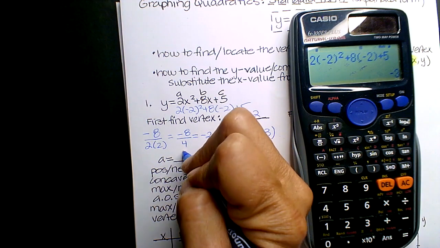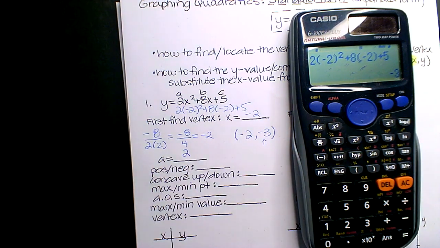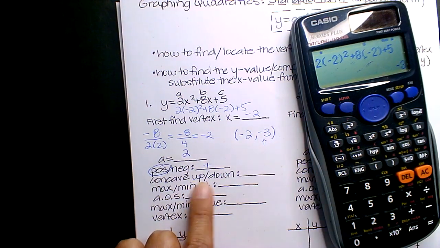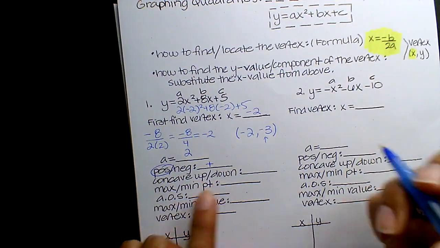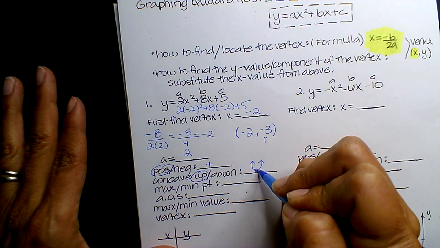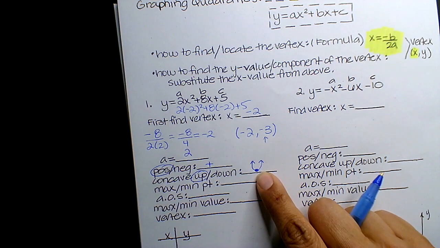Okay, what's my a value? Okay, 2, right? Is that 2 positive or negative? Positive, right? So does that mean it is concave up or concave down? Concave up. Right, so it's going to look like this, which means my vertex is going to be that point.